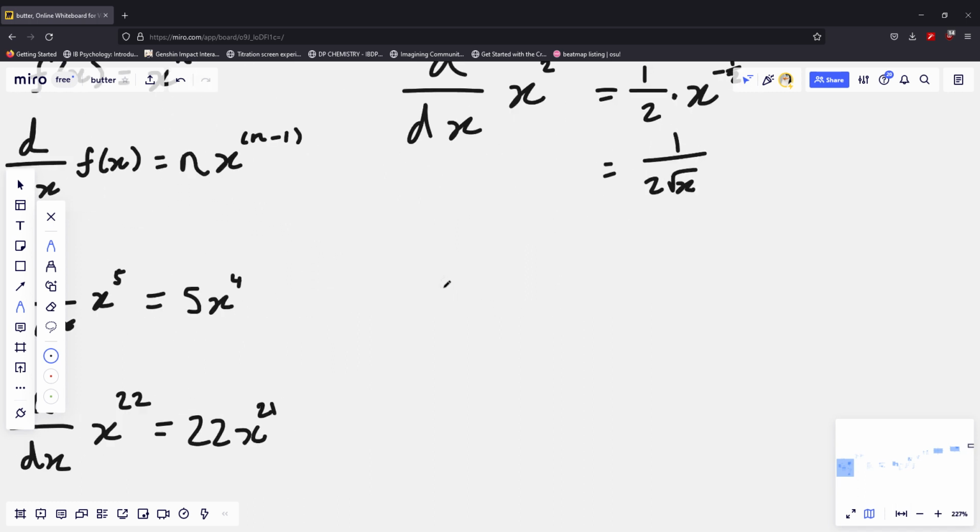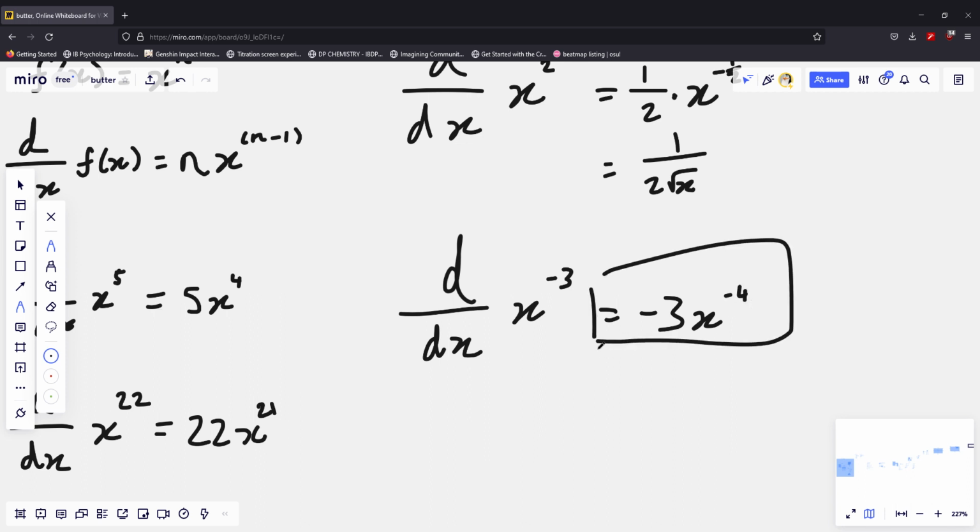Does it work with negative exponents? Yes, it does. Here we go. d over dx of, say, x to the power of negative 3. What does this become? Negative 3 is the coefficient, x to the power of negative 4. This is the answer. So this is something you can do really quickly. It's the easiest rule. It's the best rule.